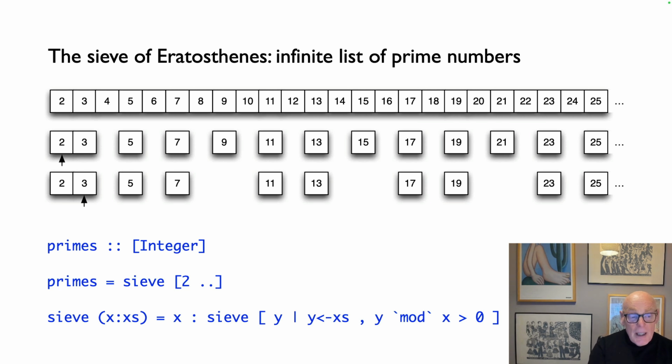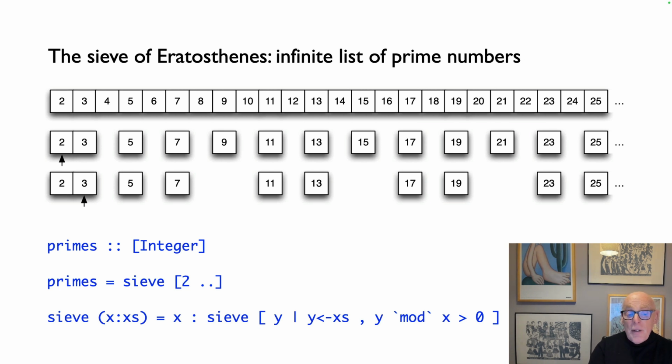Sieve applied to x colon x's, so sieve with a list whose head is x and tail is x's. The head of the result is x, and then we call sieve on, not on x's, but on this list. We choose all the y's in x's so that y mod x is bigger than 0. If you divide x into y, there's a positive remainder. That is, y is not a multiple of x. So the only y's that remain in the list that is subsequently sieved are numbers which are not multiples of x. So first time round, we remove all multiples of 2.